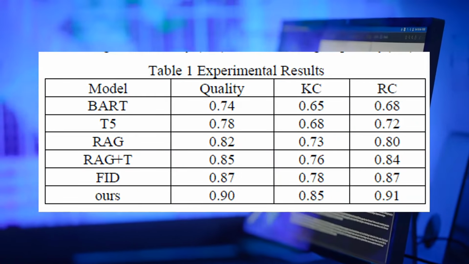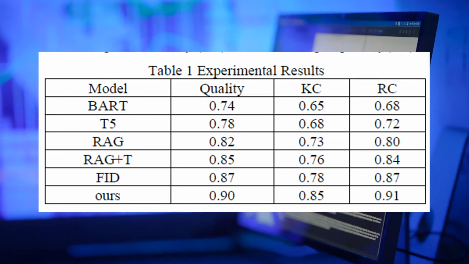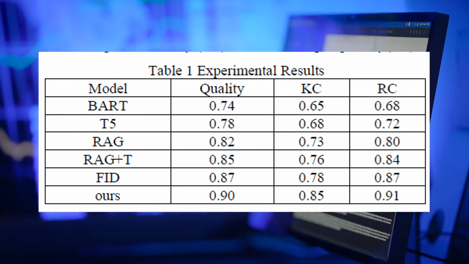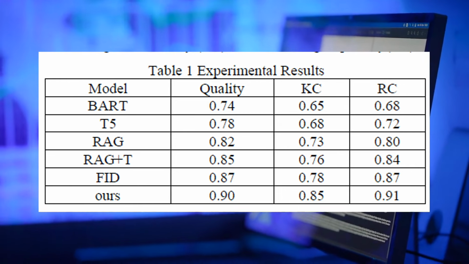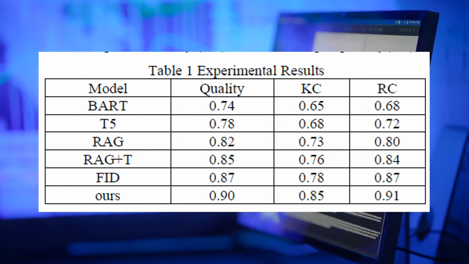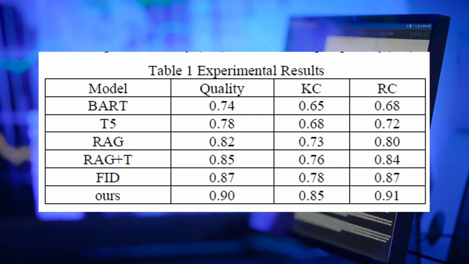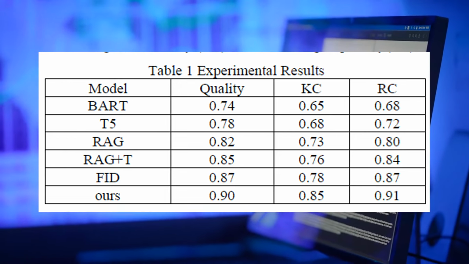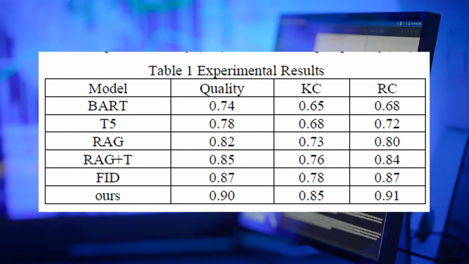But is this method really working compared to older methods? According to the latest research, the Graph RAG model significantly outperforms traditional models in key areas: quality of generated responses, knowledge consistency, and reasoning capabilities. Here's the proof. Graph RAG scored a massive 0.90 in response quality compared to 0.74 for older models. Therefore, it's a leap forward in how AI thinks and communicates.